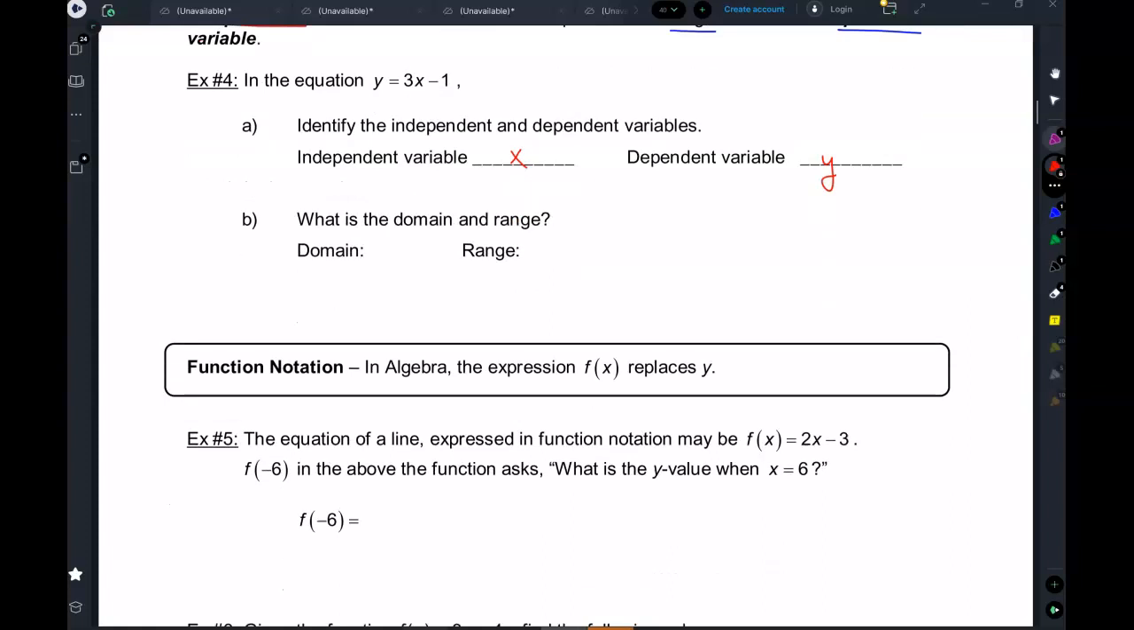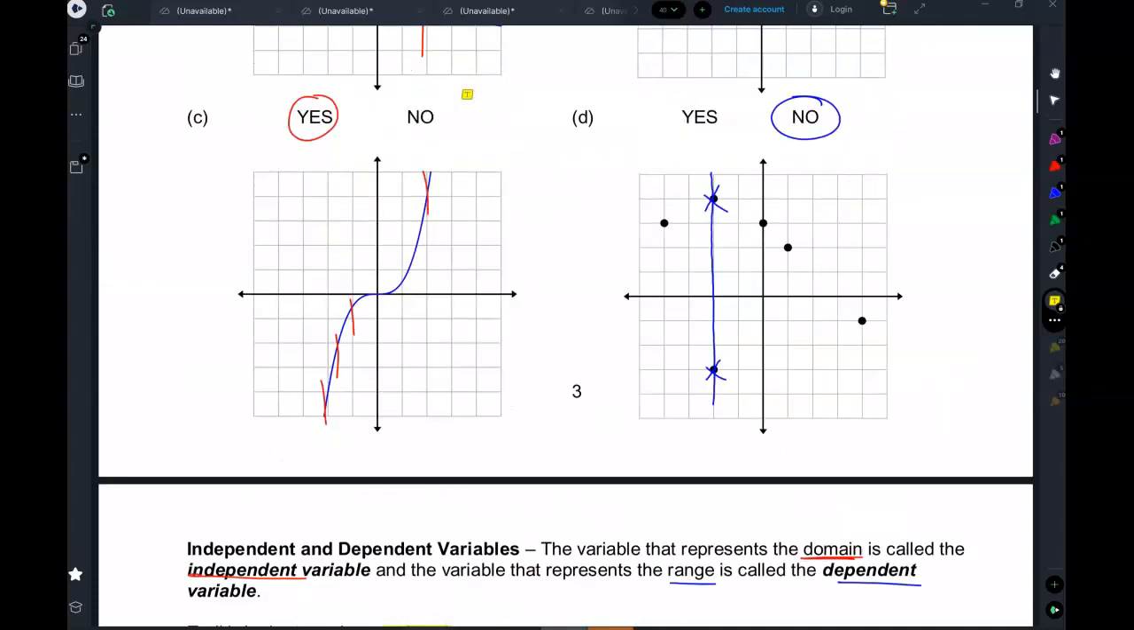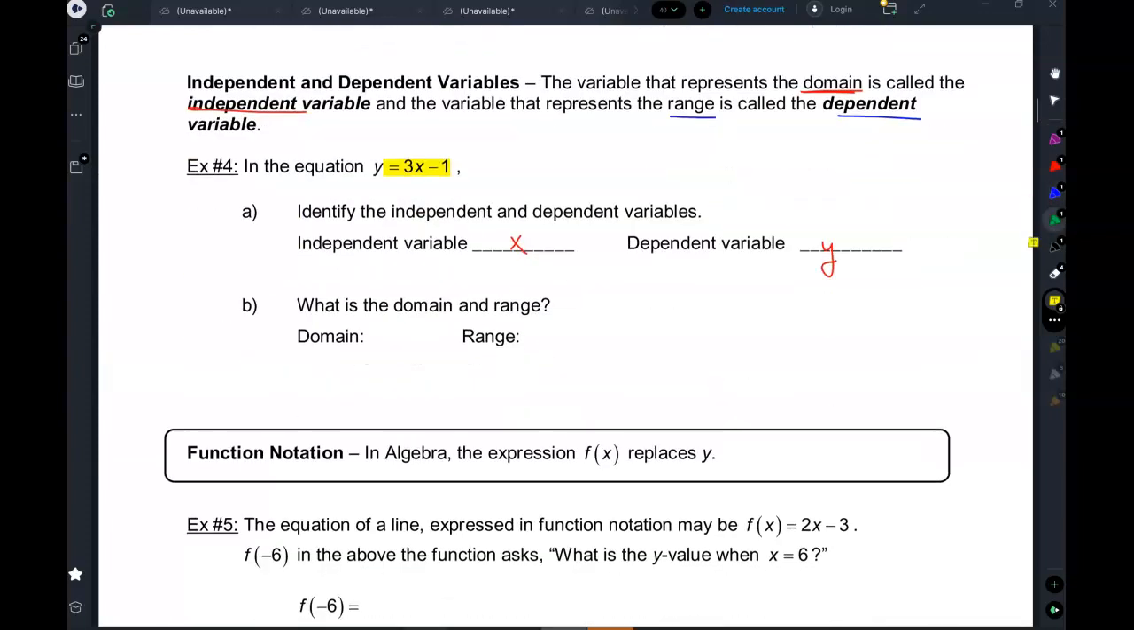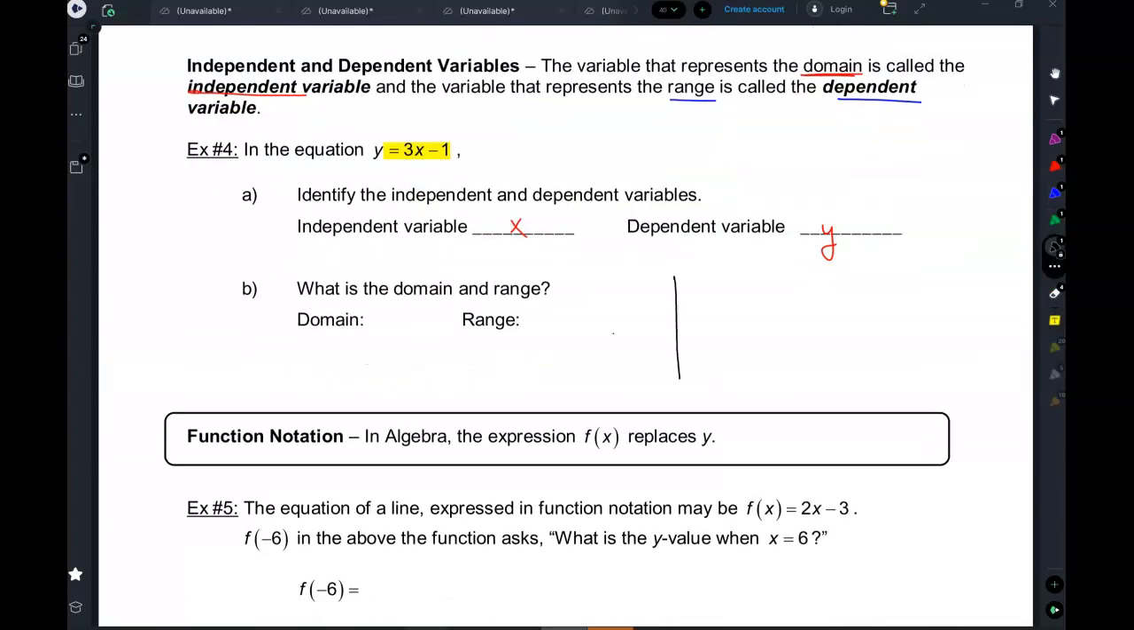Now, what is the domain and range? Here we have to stretch our mind a little bit. We have to visualize the graph of this equation. When you graph that, what kind of graph do you think you would get? That's y equals mx plus b, right? You would get a line graph, something that looks like this. So let's take a look at that. When I graph this, I get a line that looks like this.